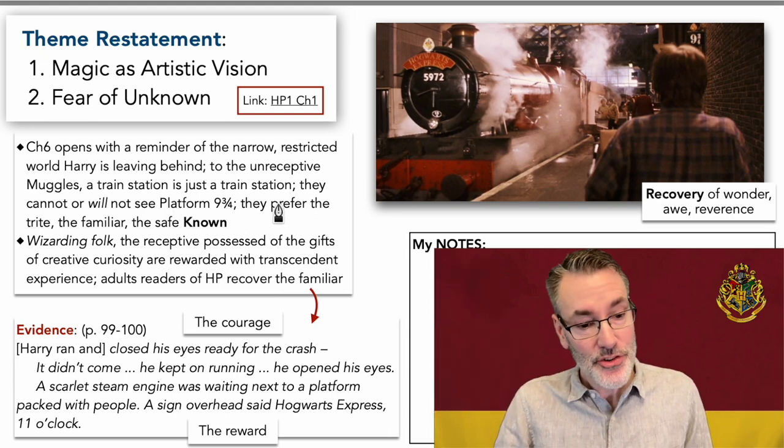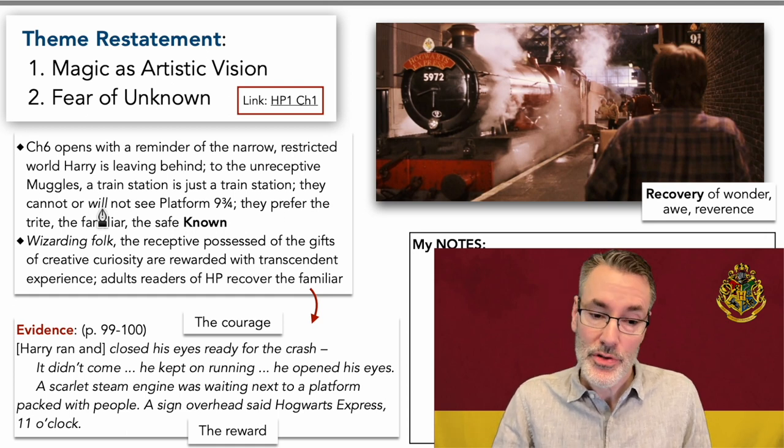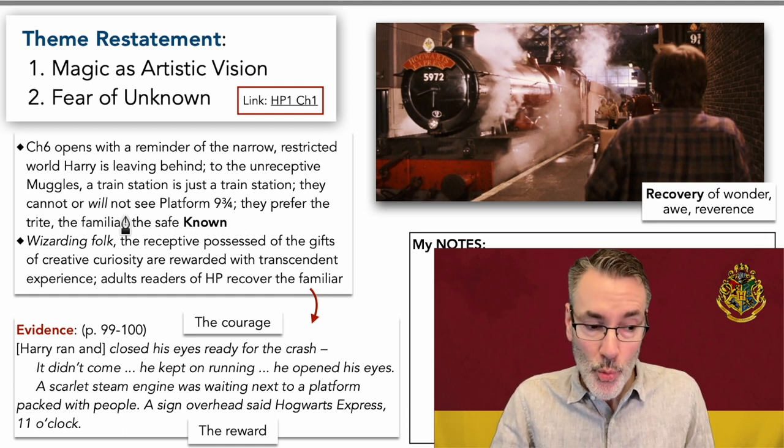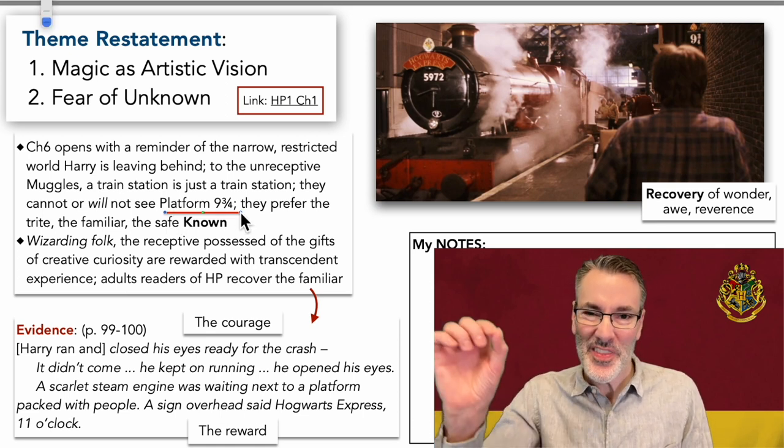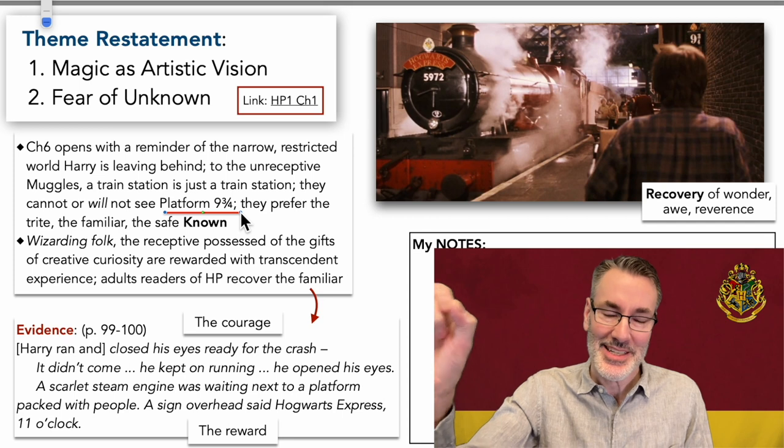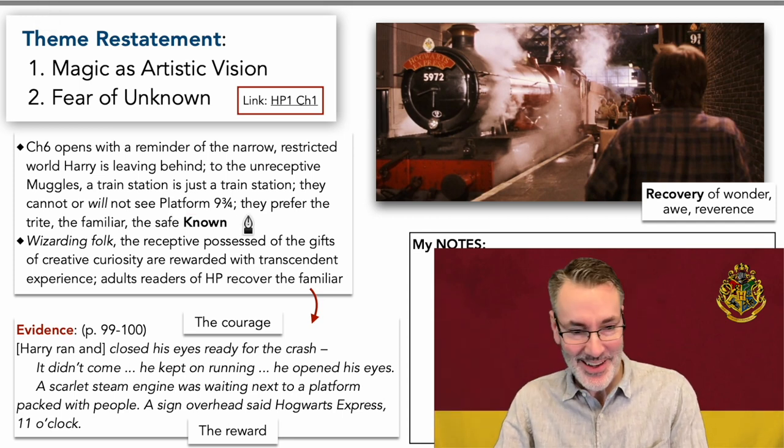So a train station is just a train station to the muggles, to the Dursleys. They cannot and will not see Platform 9 and 3 Quarters. 9 and 3 Quarters is a beautiful metaphor for what the artist sees that we don't. Do you see what I'm saying? This is what I'm going to argue in this section.